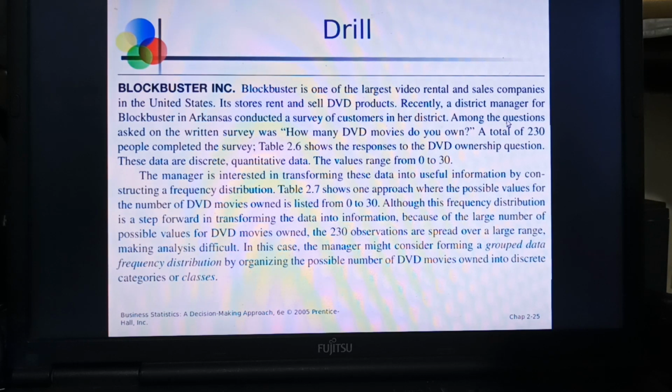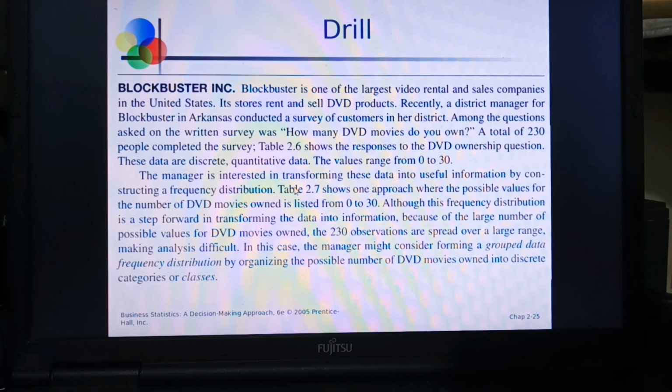Recently, a district manager for Blockbuster in Arkansas conducted a survey of customers in her district. Among the questions asked on the written survey was, how many DVD movies do you own? In case they buy. A total of 230 people completed the survey. So table 2.6 shows the responses to the DVD ownership question. These data are discrete or whole numbers, quantitative data. Values range from 0 to 30.